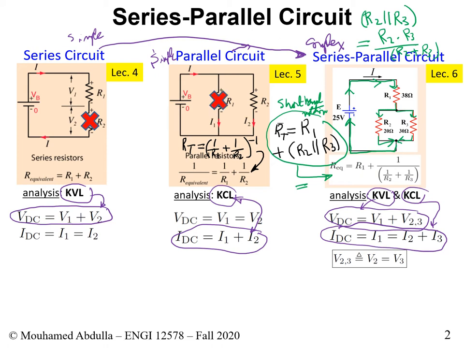If you look at the other one, if let's say R1 is defective in the parallel circuit, well, then you still have a current that can flow, right?